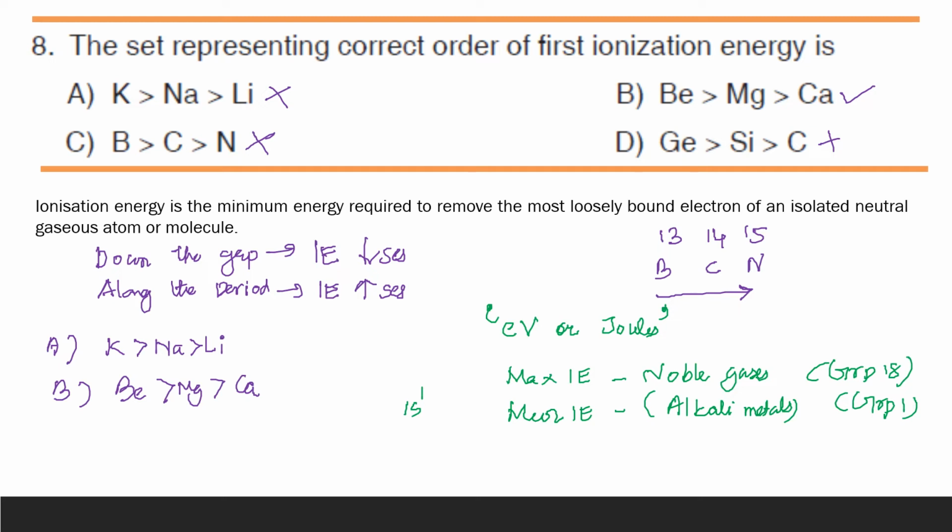And among alkali metals also, the one which has the minimum ionization energy is cesium. Cesium is the metal which has minimum ionization energy. So that's all for this question. So let's move on to the next one.